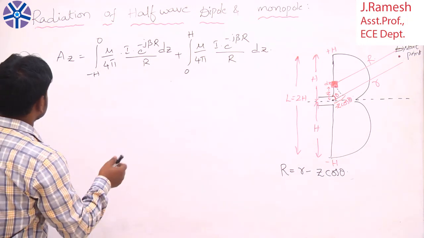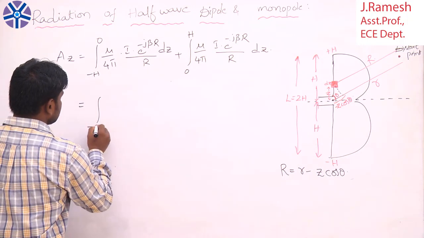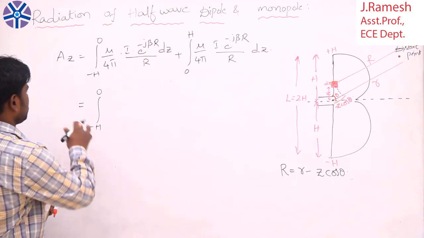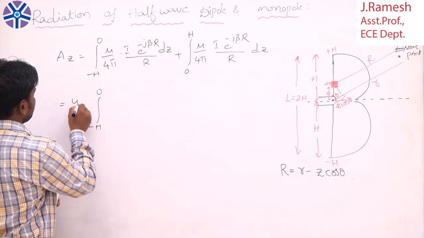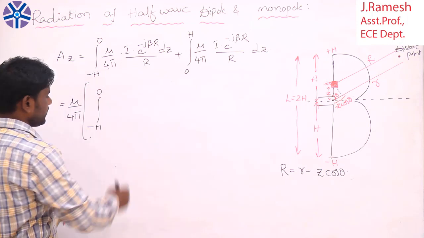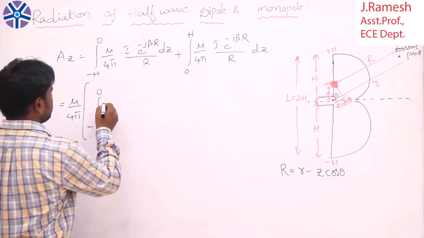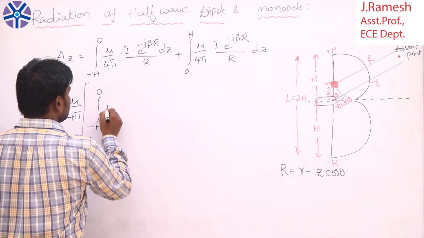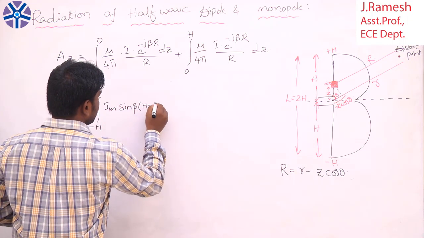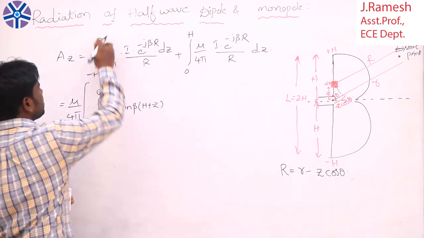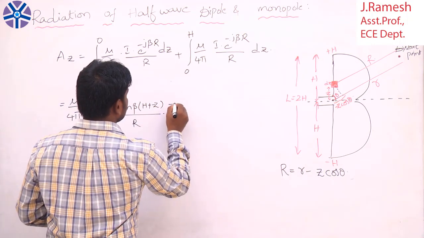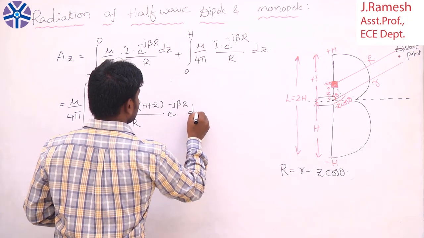So now I am going to write one by one. The first integral is minus h to 0. μ by 4π is constant and common in both cases, so I am taking μ by 4π as common. So now what is inside the integrals? Here minus h to 0. What is the I value here? Im into sine of β into (h plus z), so this is the plus z in the negative direction, over capital R into e to the power of minus jβR into dz.